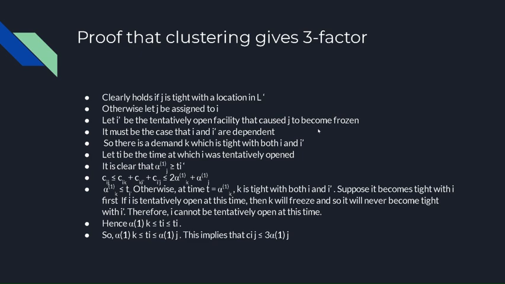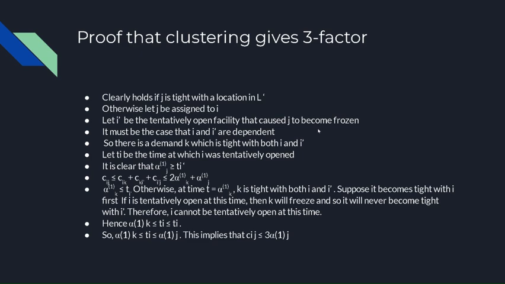In the other case, j is assigned to I, but I dash is a location that tentatively opened a facility for which j became frozen, but I dash didn't end up in L dash, which means there is some other facility I in L dash which has a dependency with I dash. So this will happen because there is a demand k which became tight at both I and I dash. So T of I and T of I dash are the times at which I and I dash opened tentatively.